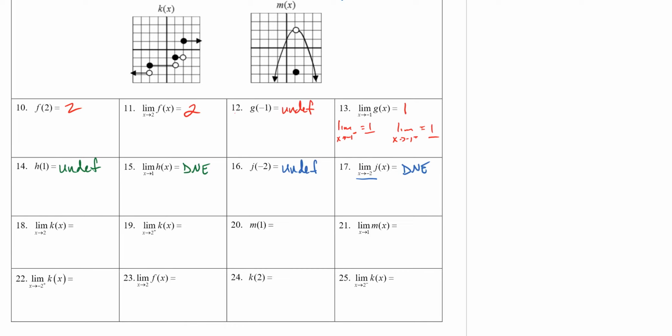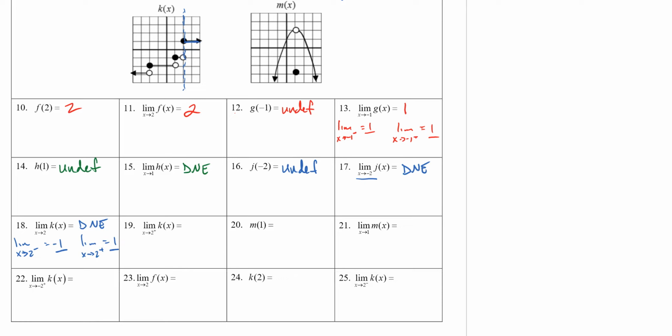18. The limit of the k function as x approaches 2. So once again, I have to use my limit definition. I need to check the limit as x approaches 2 from the negative side and the limit as x approaches 2 from the positive side. So here's positive 2, right along that path. From the negative side, we're following this line and my graph approaches -1. From the right hand side, my graph approaches +1. So the limit from the left is -1, the limit from the right is +1. So the limit does not exist because these values do not match.